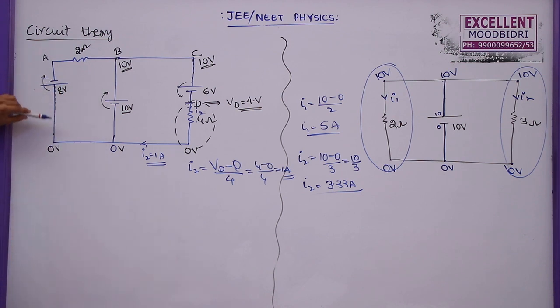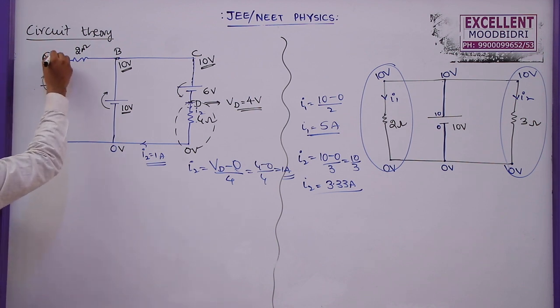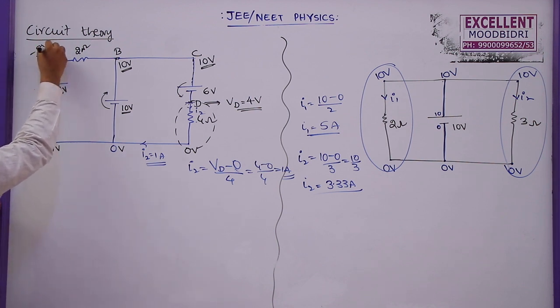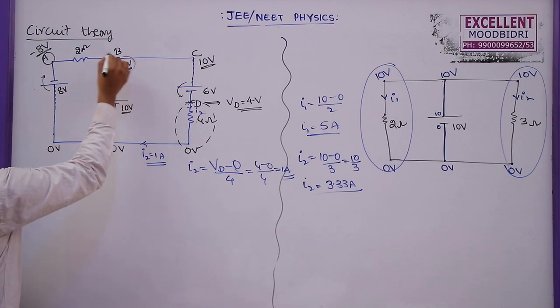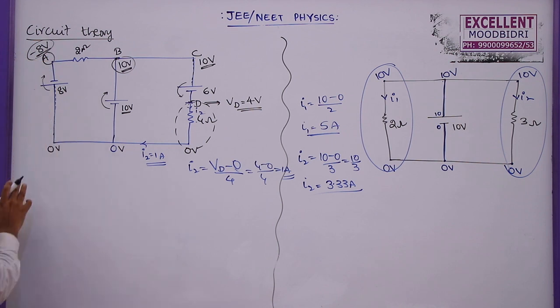So negative terminal. So out of 0 volts, I lost 8 volts here. So the potential at this point will become minus 8 volts. Now you can see the potential at this point is 10. The potential at this point is minus 8.